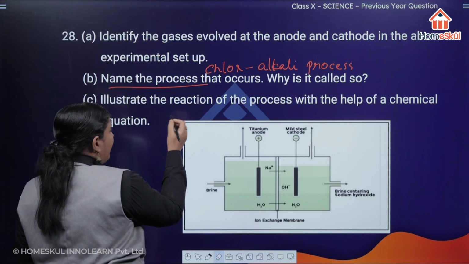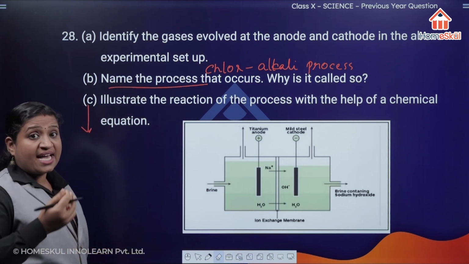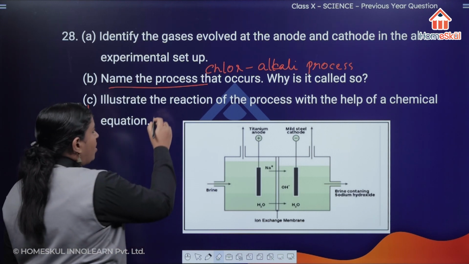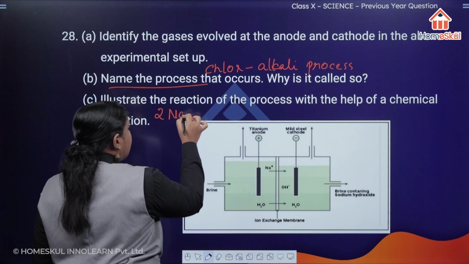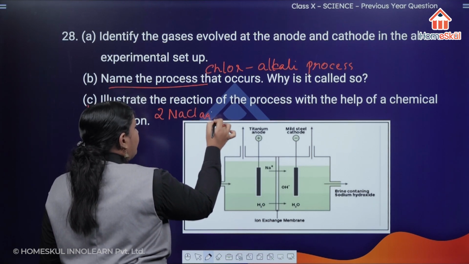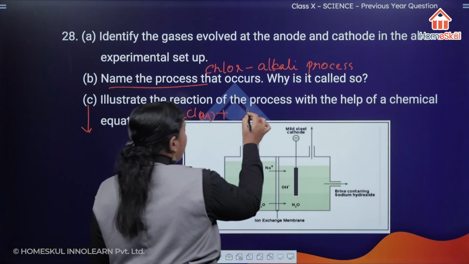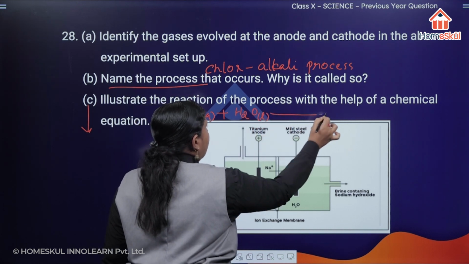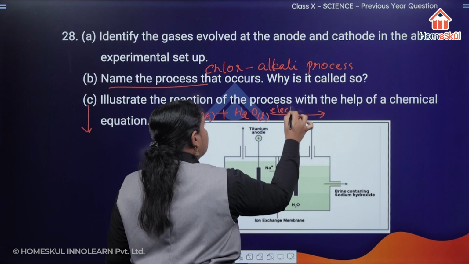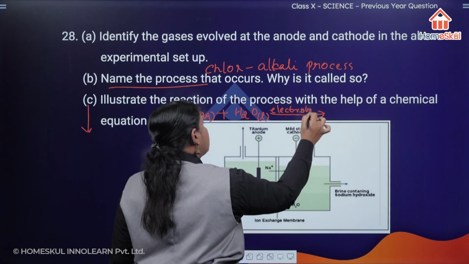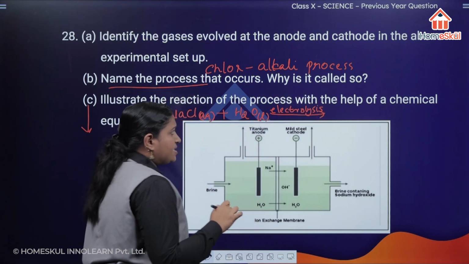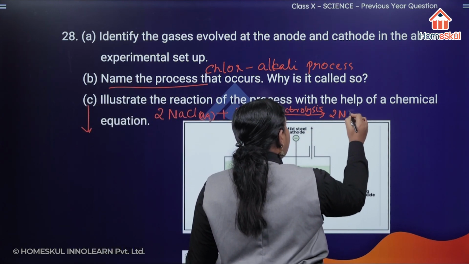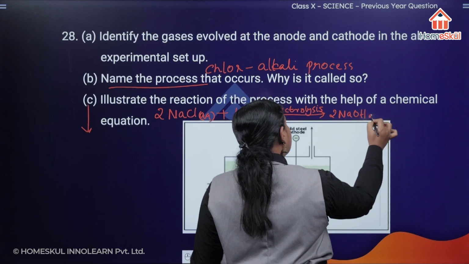So, when electricity is passed through an aqueous solution of sodium chloride, NaCl aqueous, and it is combined with water, H2O liquid, electrolysis occurs, right? As a result of electrolysis, what are the products formed? You will be getting NaOH, right?